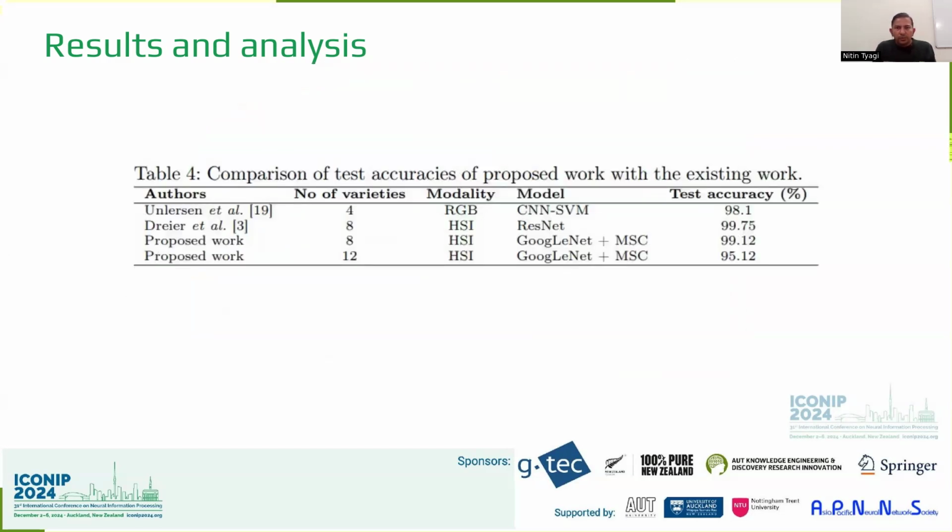This is the comparison of our proposed work with the existing work. In this case, we can see that Unlers et al. performed classification of 4 wheat varieties using a CNN-SVM model, and the model got 98.1% accuracy. Our proposed work achieved 99.12% accuracy for 8 varieties and 95.12% accuracy with 12 wheat varieties. The accuracy of 95.12% is lower because our data set is very complex and the number of varieties is larger as compared to other works.